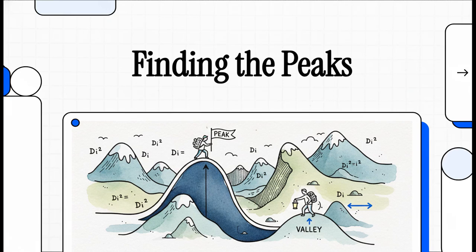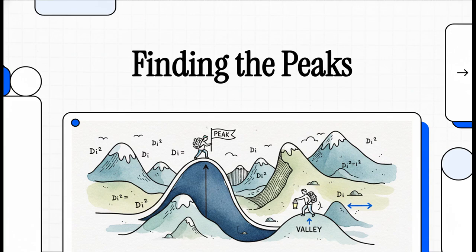Have you ever looked at a graph, one with all those twists and turns, and wondered, where's the very highest point or the absolute lowest? Well, today, we're basically going to go on a mathematical hike to find exactly that. We're going to pinpoint the maximum and minimum values of any function.